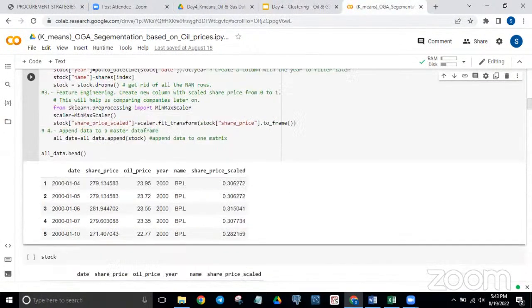So when I look into the final data here, I have date, share price, oil price, year, name, and share price scale. From where have we got this? Here we have used min max scaler. Based on the min max scaler, I have converted the share price data. I have scaled this data.